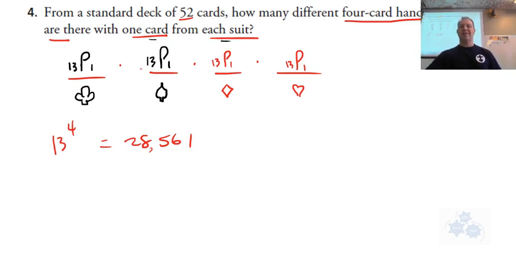Now, if order did matter, then what we probably would need to do is say, okay, we've got 4. How many different ways could we arrange these 4? Because let's say we have the club, the spade, the diamond, and the heart in this order. If order did matter, then we would have to multiply this some more by 4 factorial, because there's 4 different ways you could now arrange those. So in essence, we have to do it this way, but order doesn't matter still. Does that make sense? Okay.